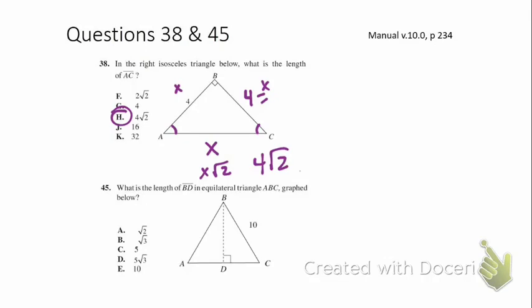45, what is the length of segment BD in equilateral triangle ABC graphed below? So this is kind of what we were just talking about, where you split this and find the height. I know that all the way across, all of these are going to be 10. This is split down the middle, so I know that each length there is going to be 5. So my pattern here is x, 2x, and then x root 3. So I know that that height there is just going to be 5 root 3. There's my answer.